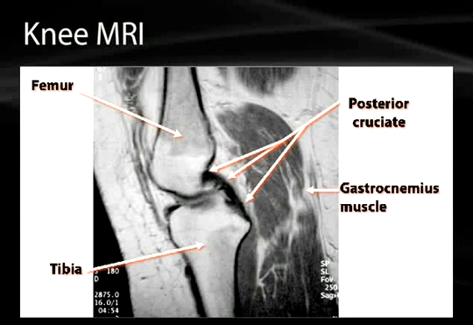Here's another knee MRI, and you can see that this is going to show the great grayscale of the muscle fibers, especially that gastroc. Now you can see the posterior cruciate coming off of the femoral condyle down to the posterior aspect of the tibia. Notice how it is a lucent structure in this MRI.